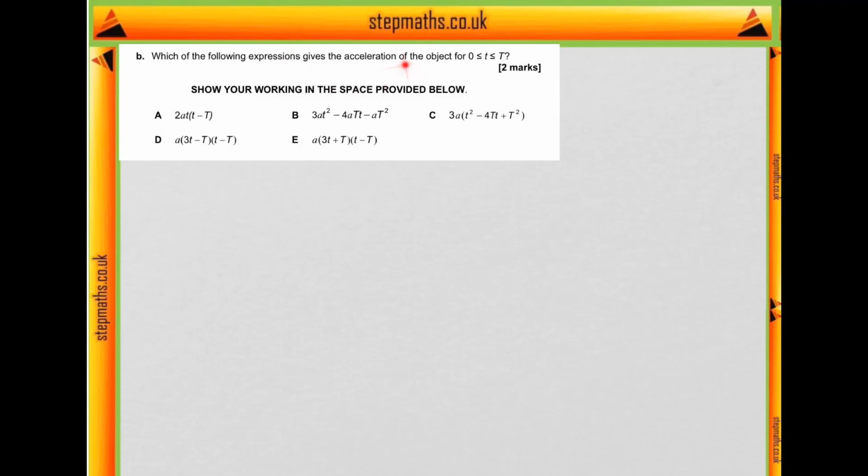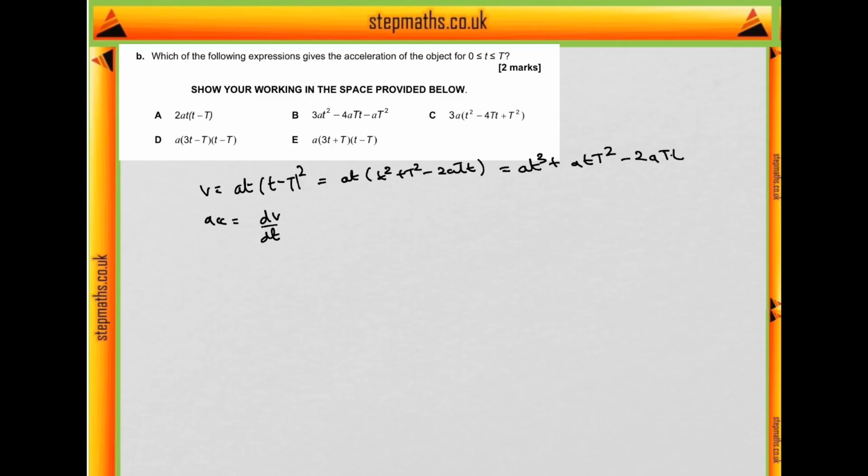So in this question, we need to find an expression for the acceleration. So recall that the velocity was given by a times t minus T squared. Now what we want to do is find the acceleration. Acceleration is equal to dv by dt. So first of all, let's go ahead and expand v. So this is at times t squared plus T squared minus 2aTt, and this is just at cubed plus aT squared t minus 2aT t squared.